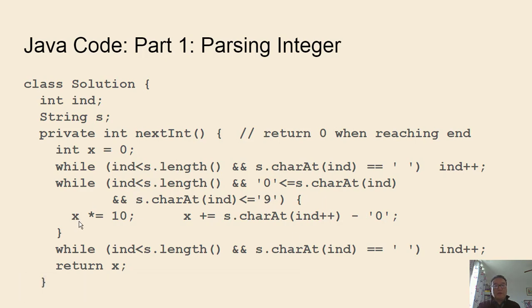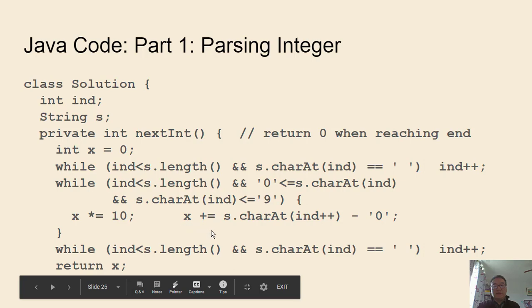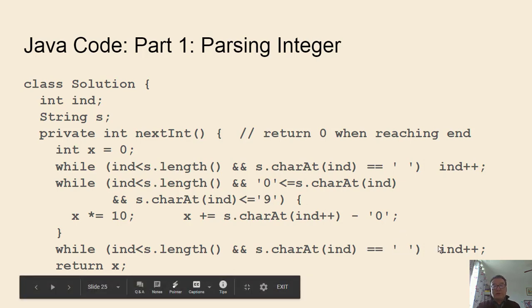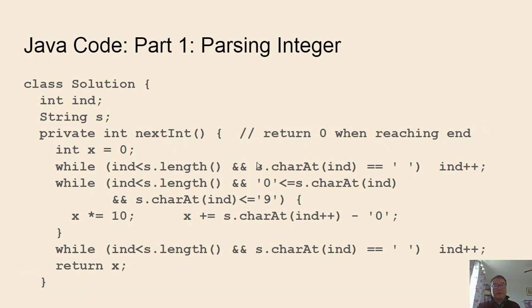Each time, I multiply x by 10 because I see another digit. That means the prefix of the number I have parsed so far should be multiplied by 10. And then I add the value of that digit computed here. So when I get out of this loop, that means the number has ended. The next one will be either white space or maybe plus, minus, multiplication or division. So here I will skip all the trailing white space so that the next thing will be an operator. This nextInt will be called whenever I know the next thing I'm expecting is an integer.